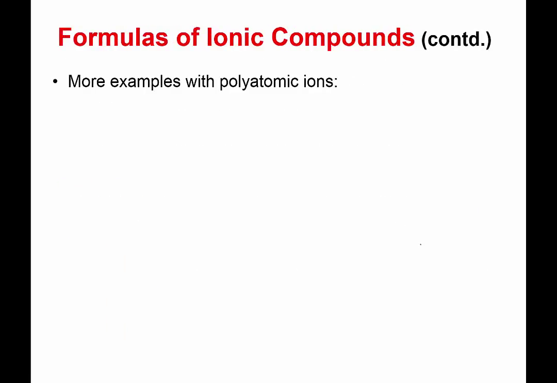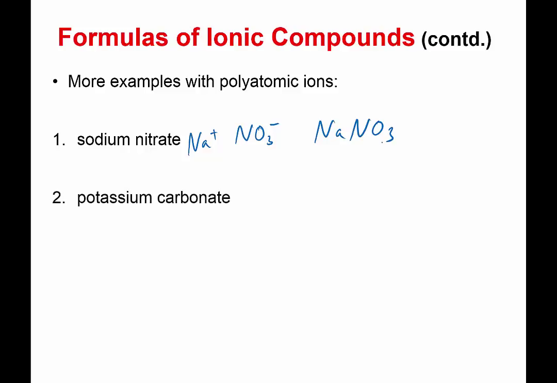Let's look at some formulas involving polyatomic ions. So how would we write the formula of sodium nitrate? Sodium, as we've already seen, is plus 1, and then nitrate is minus 1. So again, just like with sodium chloride, you just need 1 cation and 1 anion. So it's NaNO3. Potassium carbonate: potassium is K+, it's plus 1. Carbonate is one that you just have to memorize, it's CO3 2 minus. So we need 2 plus 1s to balance out the CO3 2 minus. So it's K2CO3.